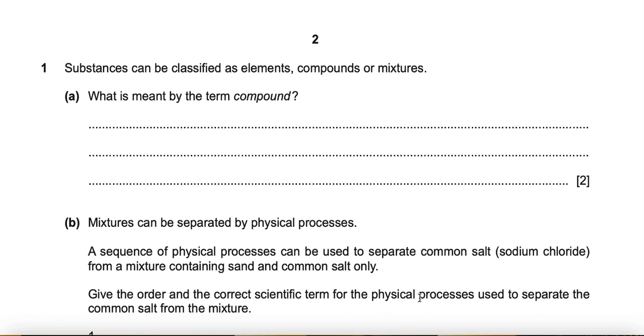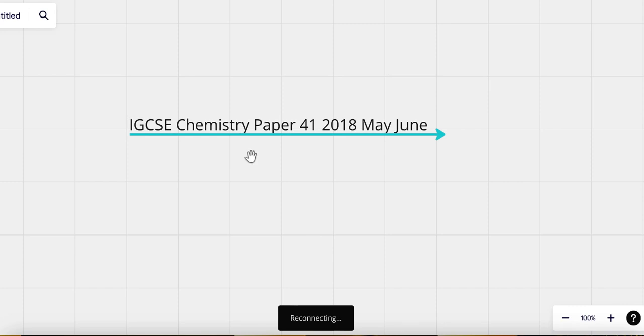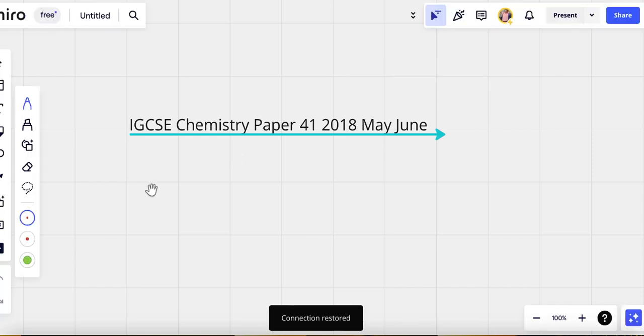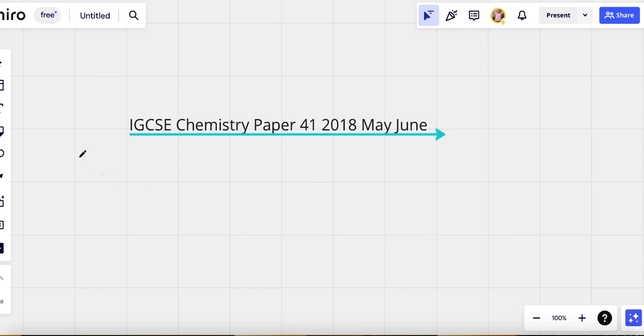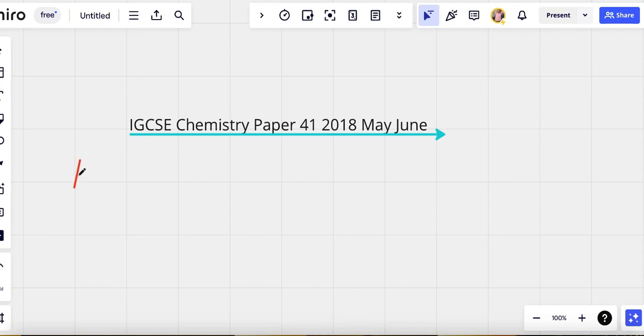Okay, a compound is a substance that is made from 2 or more elements. Since it's 2 marks, we must give 2 points. So a compound is a substance that is made from 2 or more elements. Okay, so question 1A. We say a compound is a substance that is made from 2 or more elements.